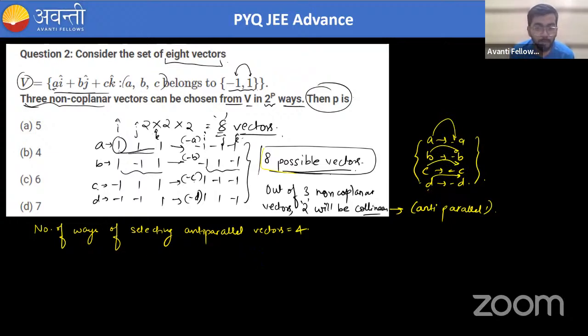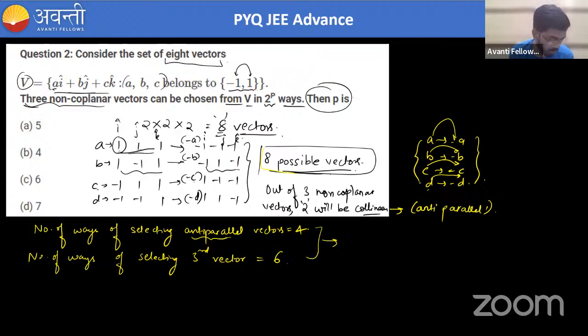Now the number of ways of selecting the third vector will be, if you select anti-parallel vectors, so you will select 2 vectors out of these 8, so the remaining will be 6. So the total number of ways of selecting this will become 24, right?